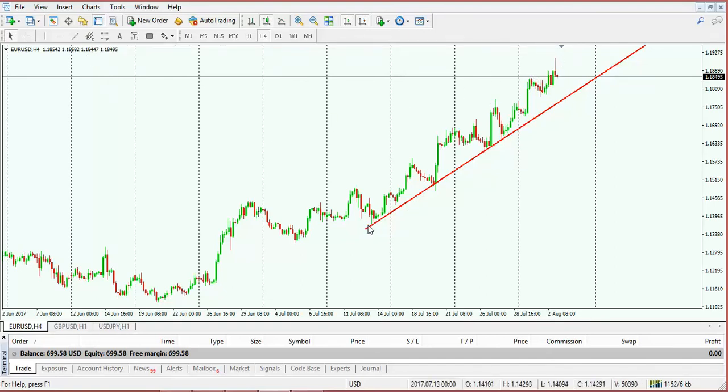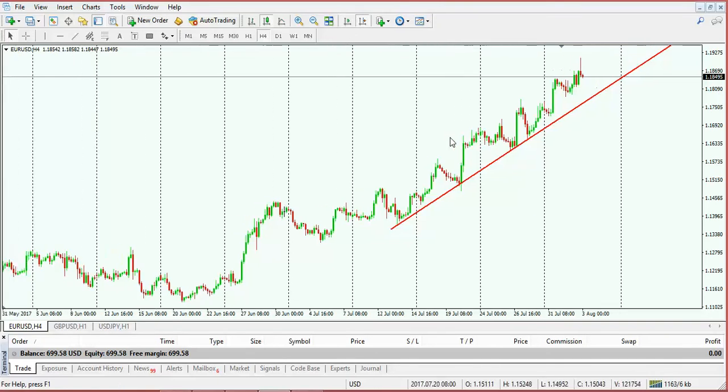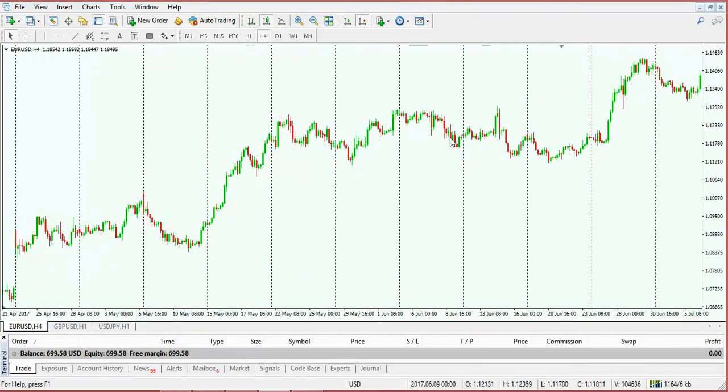So when the trend line is pointing up like this, we call it a bullish trend line. Then also we have a bearish trend line. That is when it is pointing down. Let me see if I can get or draw a bearish trend line for us.